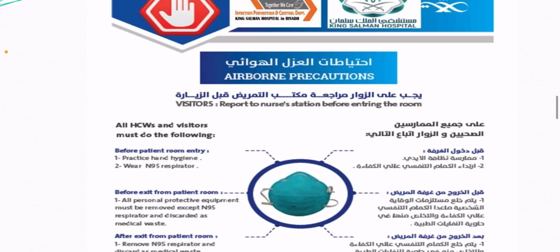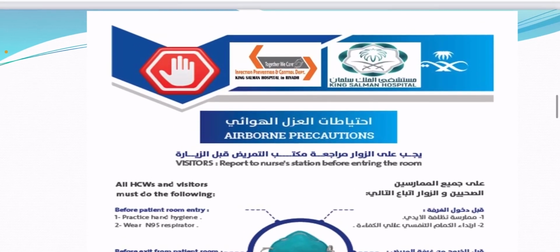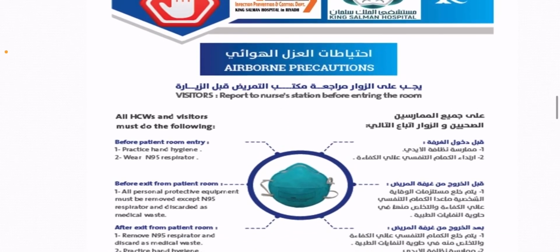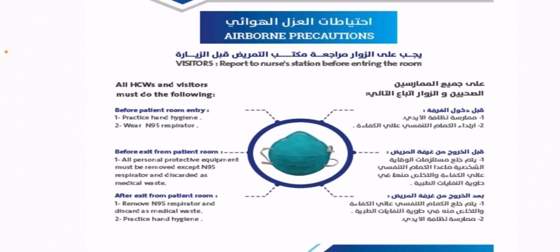These are the posters. You can see the airborne precaution poster. The color code is blue. The requirement is a negative pressure room and a fit tested, seal checked N95 mask. And the door should always be closed. First you have to clean your hands, and use all your PPE.